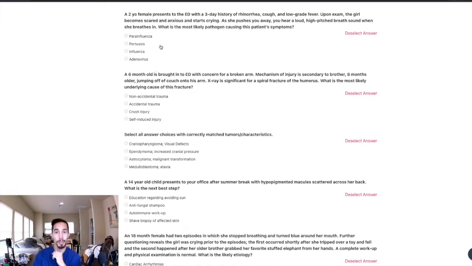If you said parainfluenza, you'd be correct. And what does this kiddo have? Right, croup. And so if she coughed, it might even sound like a barking cough. So those are the two things you want to think about with croup: inspiratory stridor and barking cough.